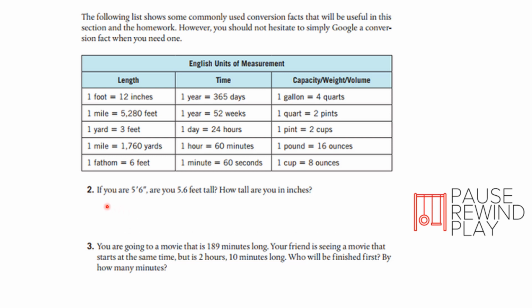So here are 2 questions for you to consider. If you are 5 feet 6 inches, are you 5.6 feet tall? And how tall are you in inches? So that is the first problem. And the second problem that you should do before you check is you're going to a movie that is 189 minutes long. Your friend is seeing a movie that starts at the same time, but it's 2 hours, 10 minutes long. Who will be finished first and by how many minutes? So pause the video and try to do both of these problems. Let's see how you did.